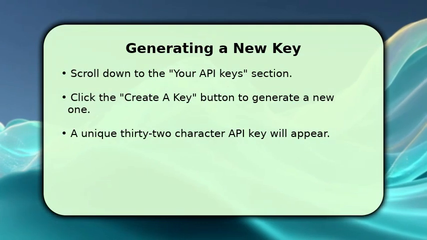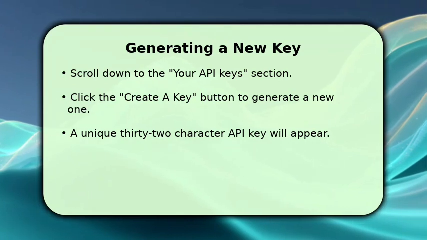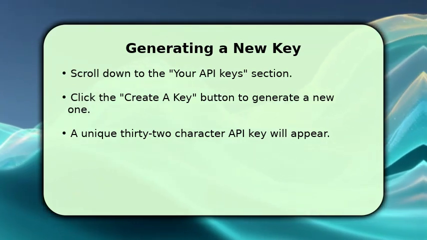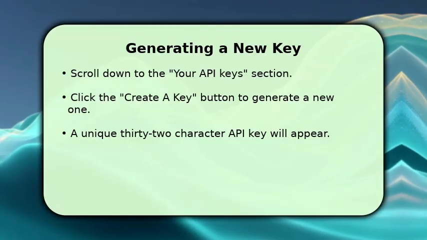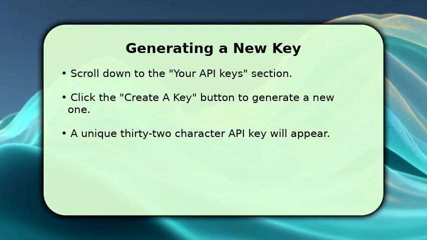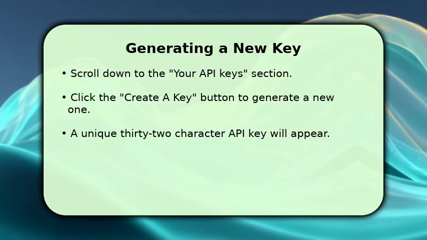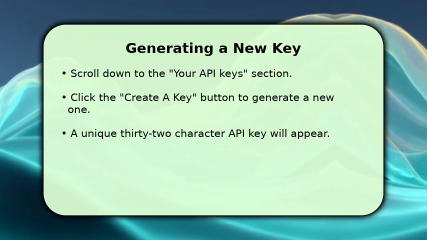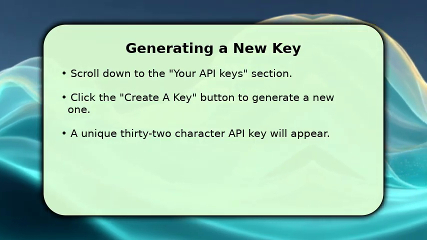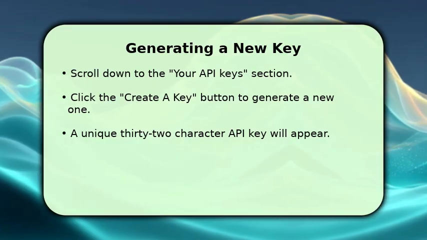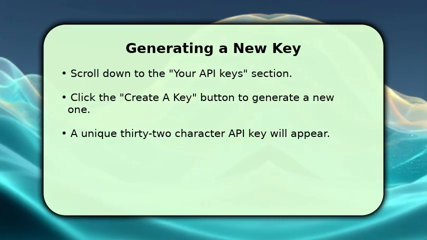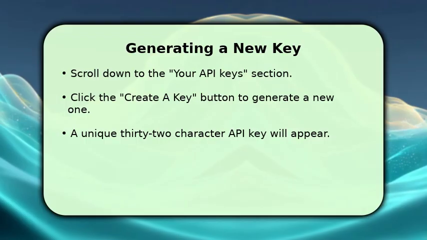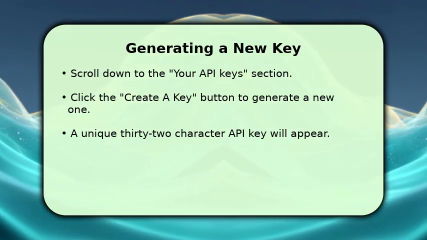To generate a brand new API key, scroll down the page until you find the section labeled Your API Keys. Within this section, you will see a button that says Create a Key. Click this button and Mailchimp will instantly generate a unique API key for you. This key is a 32-character string of letters and numbers, essential for connecting your applications.